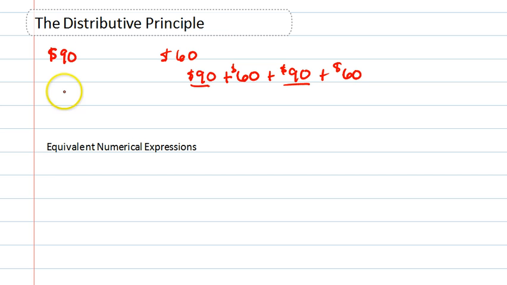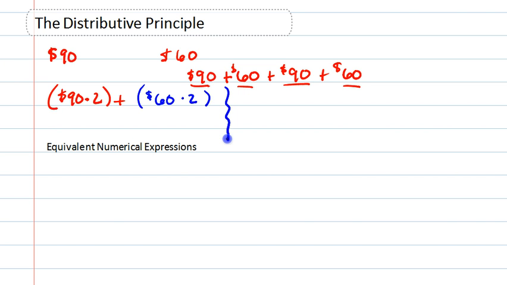two sleeping bags. So I could say $90 times 2 plus I have 2 backpacks, so $60 times 2. So this is another way of thinking about the problem.